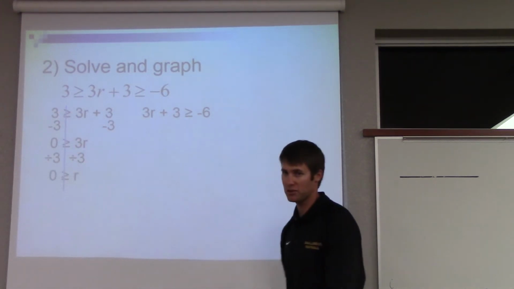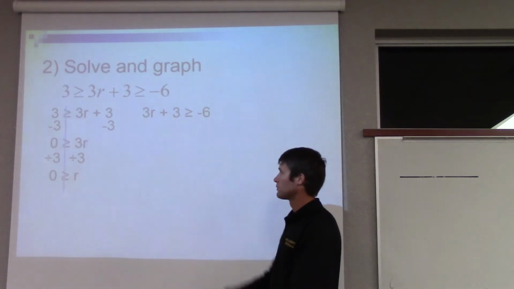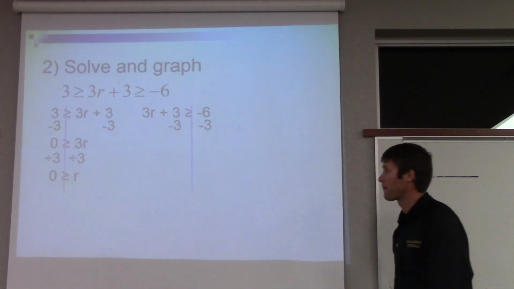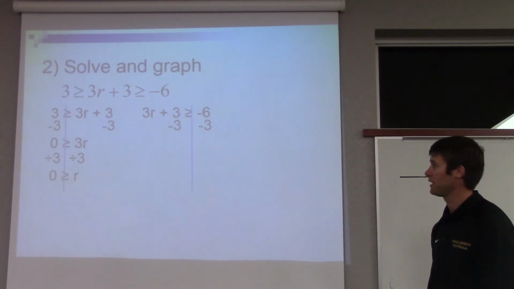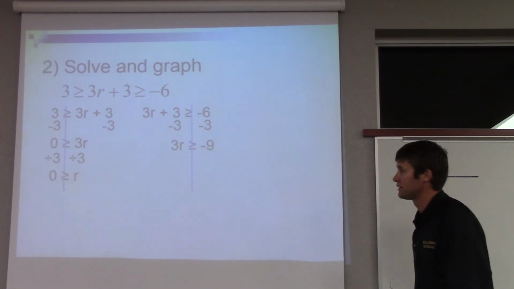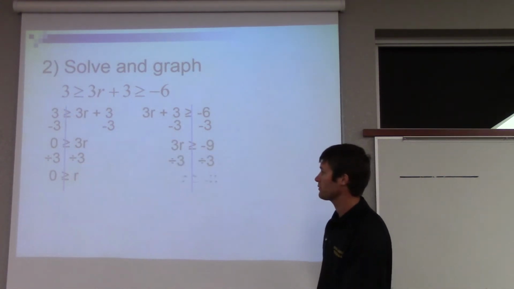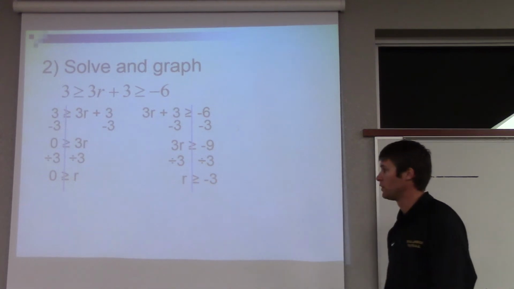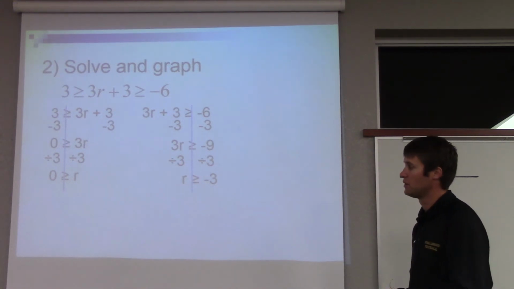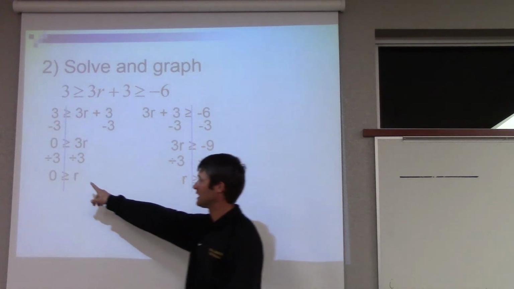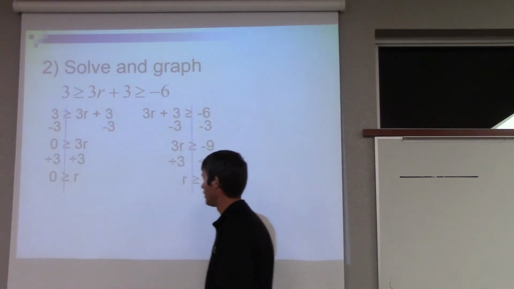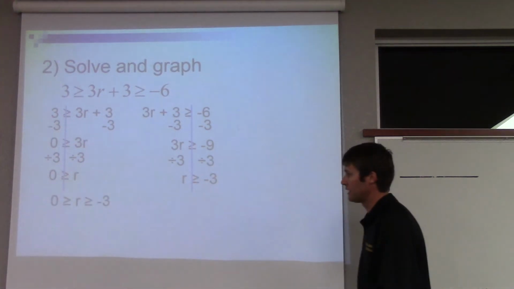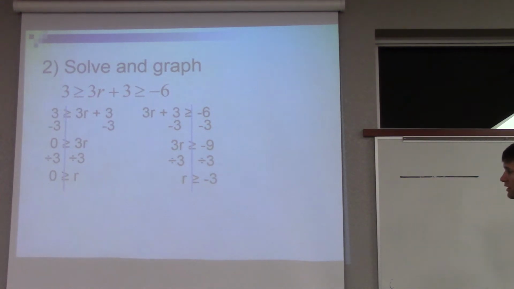It's okay to have 0. Come over here. Subtract 3. -6 minus 3 is -9. Divide by 3. And r is greater than or equal to -3. So if you combine this, r is less than 0, r is greater than -3. So we can write it here. Go ahead and graph it.